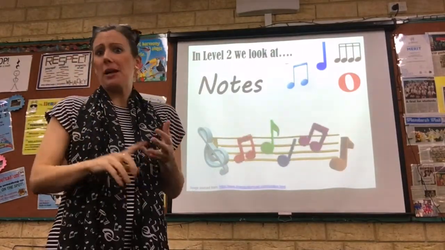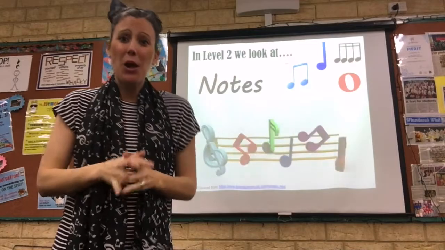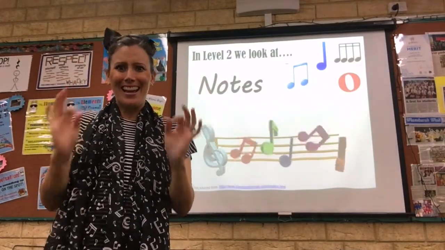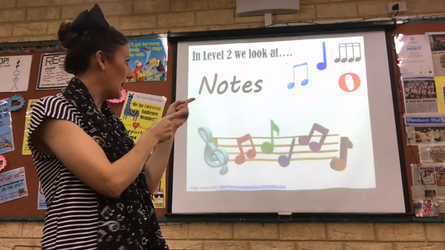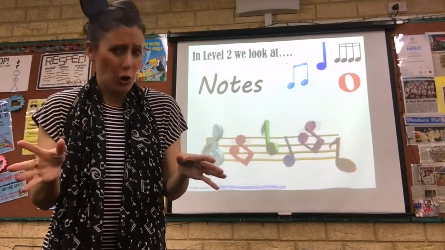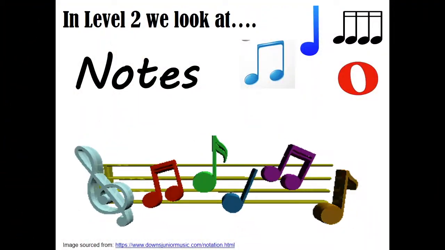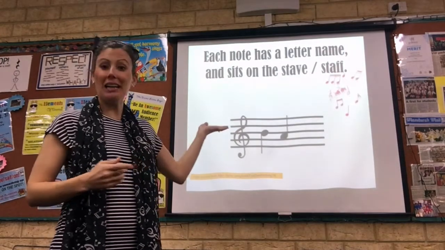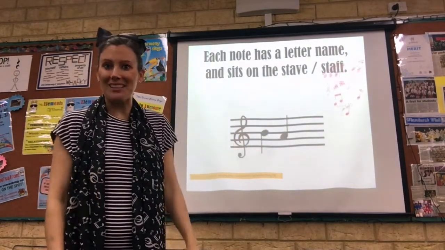We know the treble clef means we're playing high notes. We know what the staff or the stave looks like. We are rocking it. So now we move on to level two. And in level two, we look at notes.